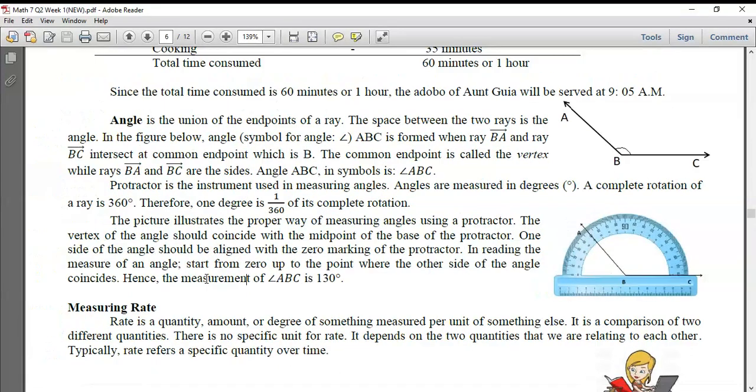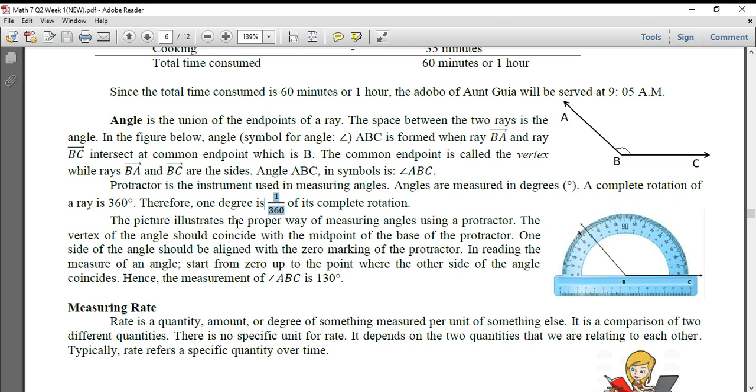Ayan. So, therefore, 1 degree is 1 over 360 of its rotation. So, 1 degree is 1 over 360. Okay, so 1 degree is equivalent to 1 over 360. Okay, lagi may 360. If it is 2 degrees, so that's 2 over 360 or 1 over 180.